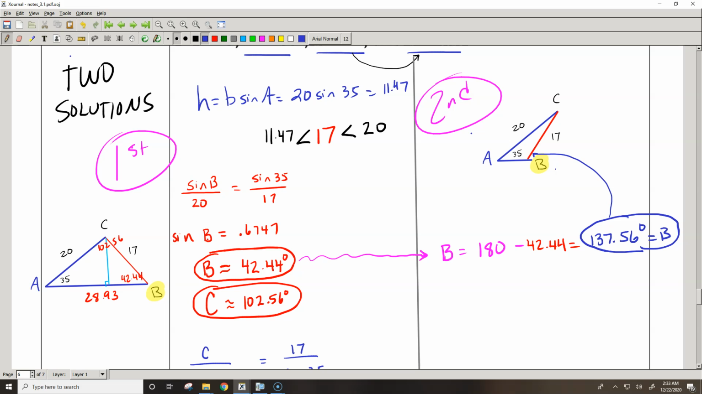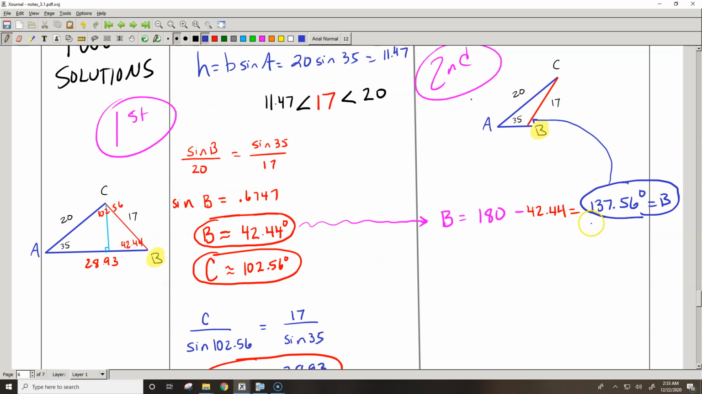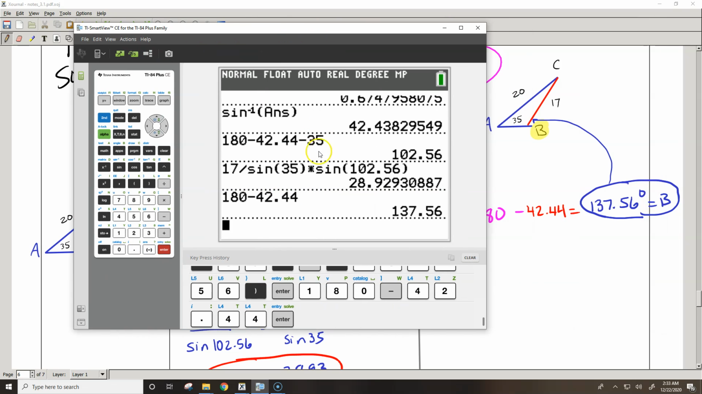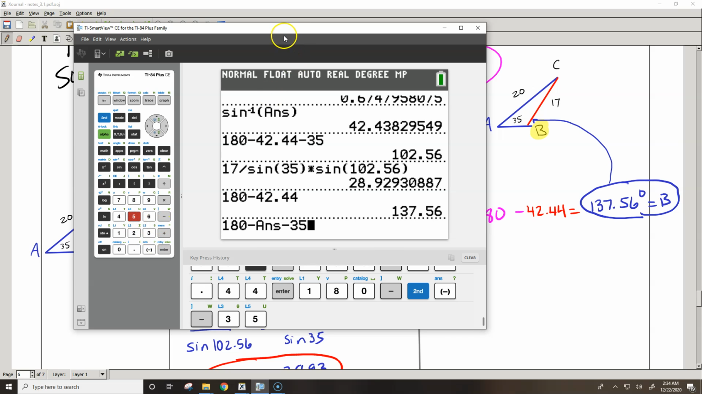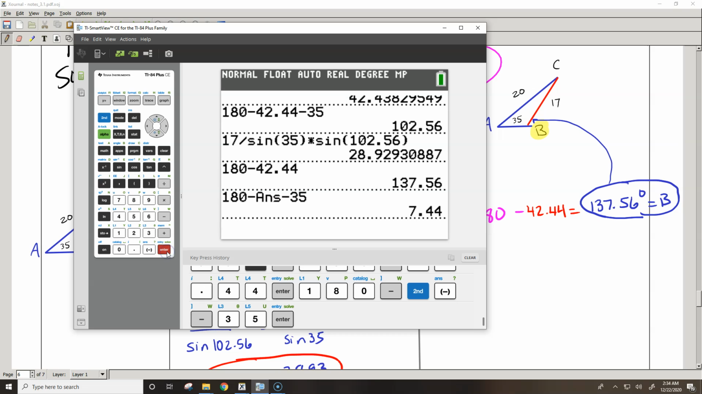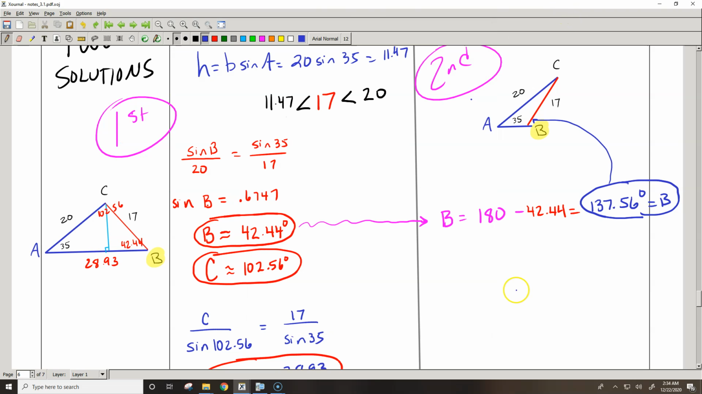Now this is going to cause us to find two different values for angle C and side C. They're both going to be a lot smaller because, look at the picture. So if I went with the second solution and now I found angle C, it's going to be 180 minus that 137.56, but also minus 35. Remember, angle A is still 35. And we only get 7.44. So now we say that angle C is only 7.44 degrees.